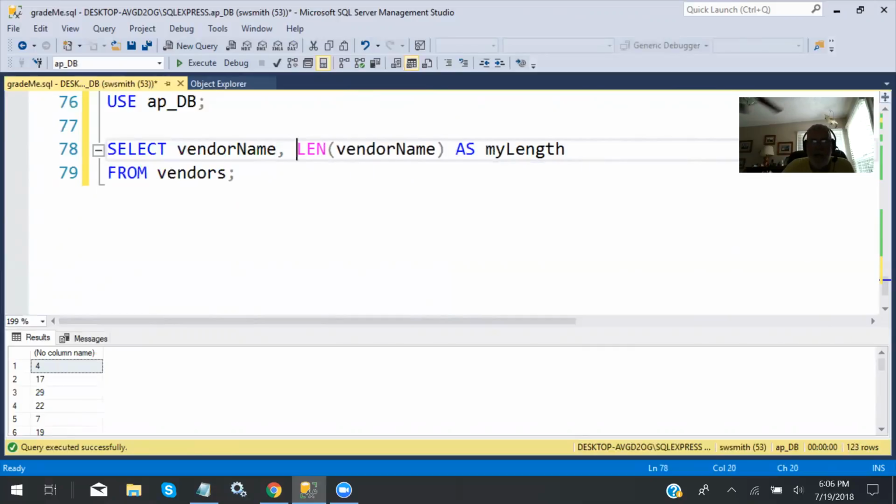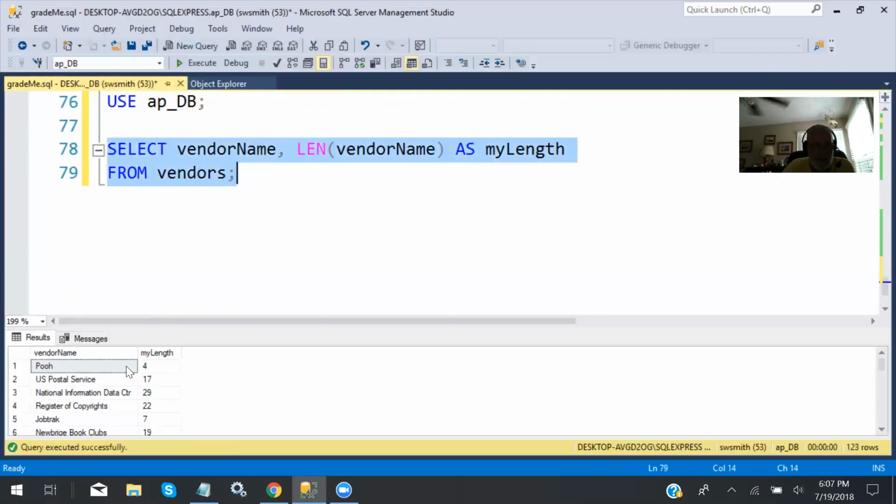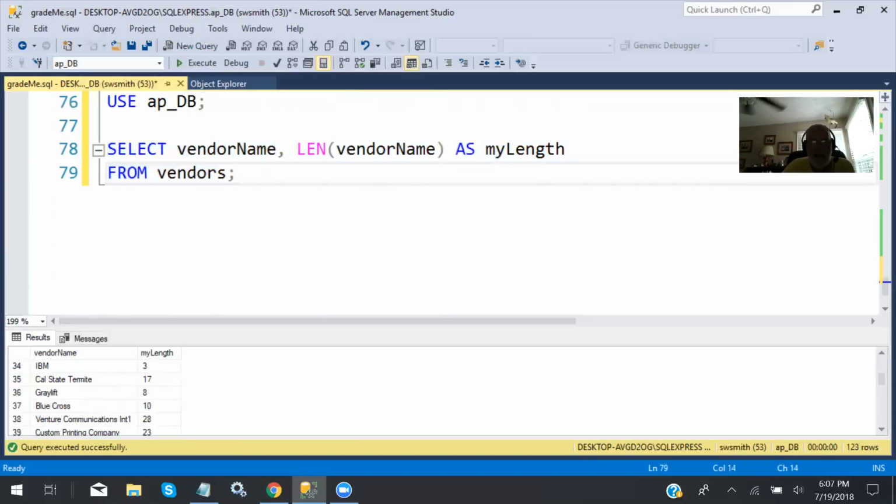Now, how many characters are in the vendor name should be obvious if I select the vendor name, but POOH has 4. U.S. Postal Service has 17. National Information Data has 29. JobTrack has 7, and so on. Here's one, ASC space signs. Notice that the space counts, and so on. And so I can get the length of a field by using LEN.